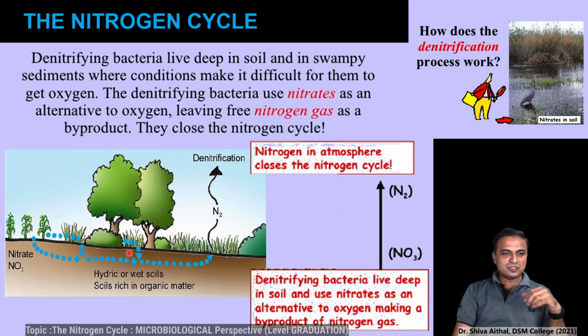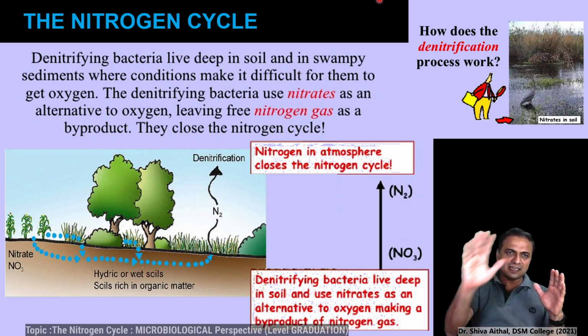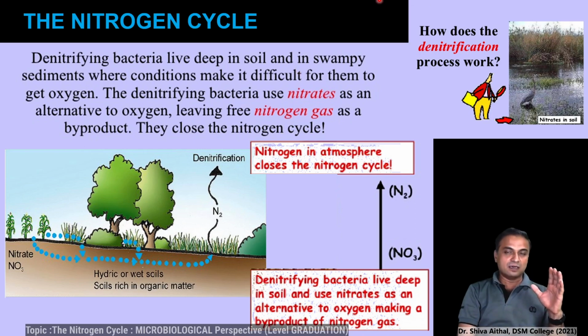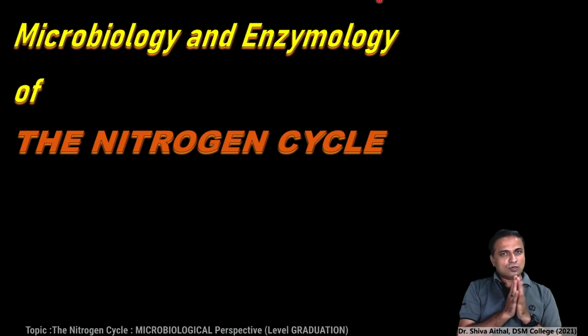So what actually happens is, the wet soils or soils rich in organic matter, swampy soils, release nitrogen in the form of gas into the atmosphere. This closes the nitrogen cycle by the denitrifying bacteria. Basically, this is one perspective. Denitrifying bacteria which live deep in the soil use nitrates as an alternative to oxygen, making a byproduct of nitrogen gas, and they release the nitrogen gas into the atmosphere or the environment, and here one chapter of the cycle gets closed. Okay, so now this can be divided into 5 stages.